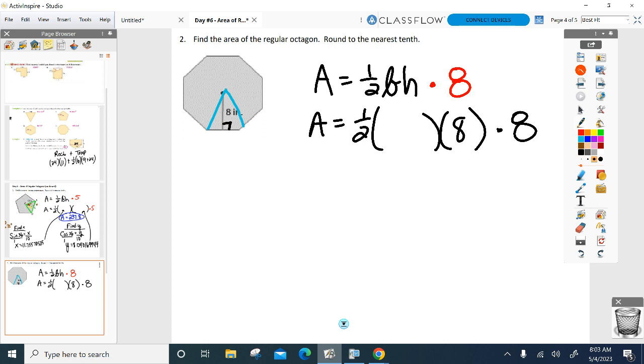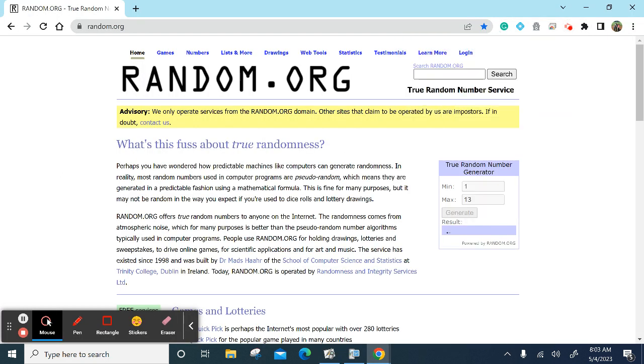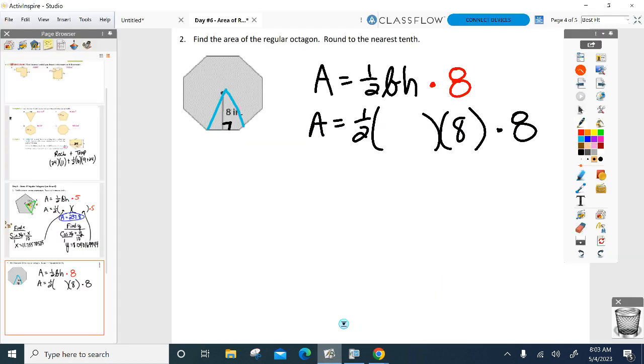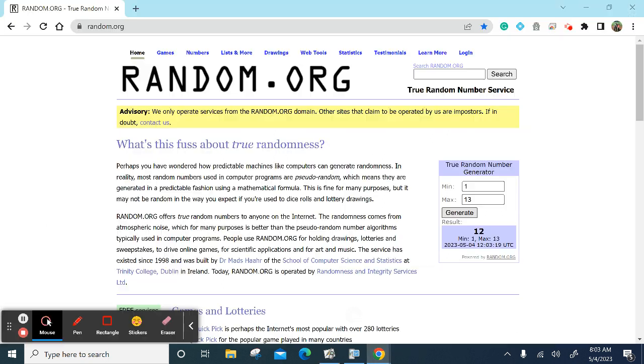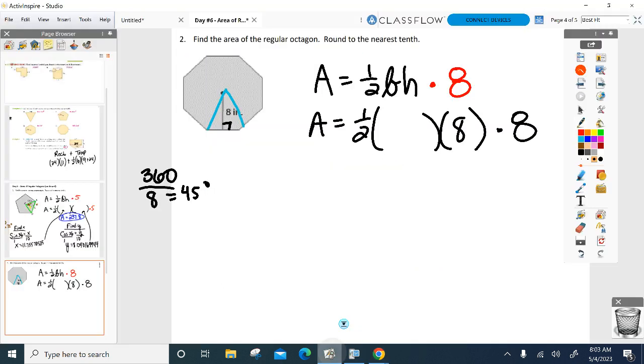What was the angle formed by the two radii, before you cut it in half? What was this full angle formed by the two radii? 45. We do 360 divided by 8. That angle's 45. The height cuts it in half. So if you cut 45 in half, what's one of the angles? 22.5. There you go. So this angle right here was 22.5 degrees.